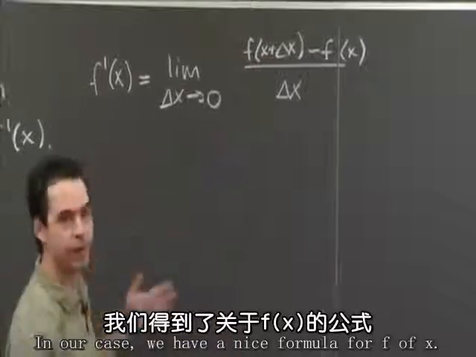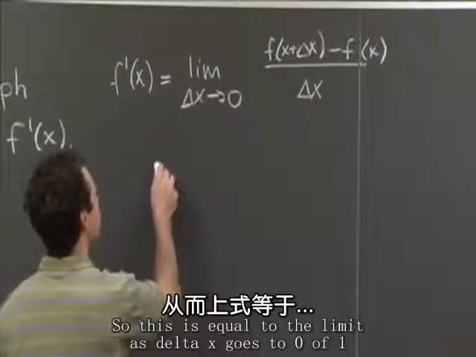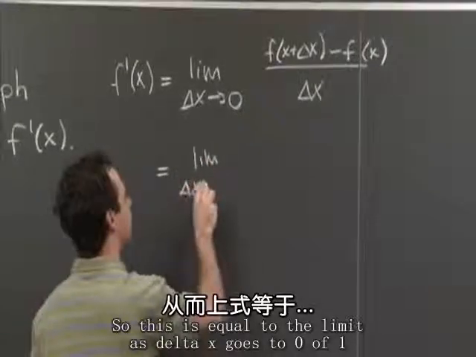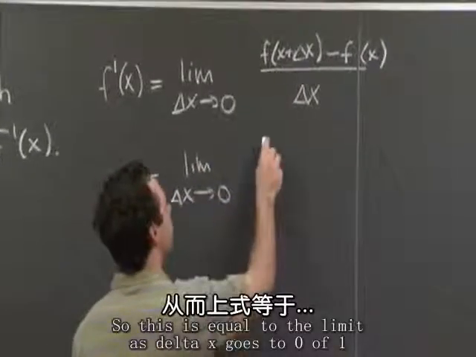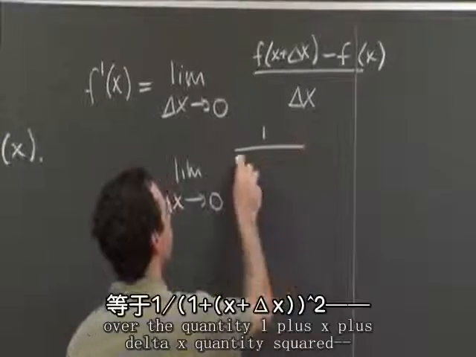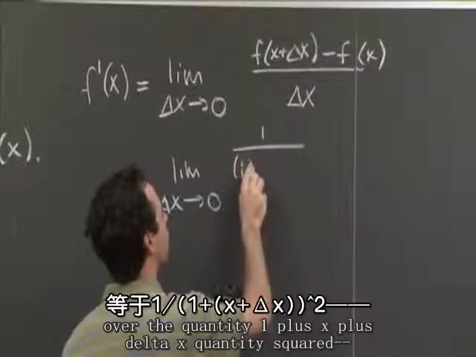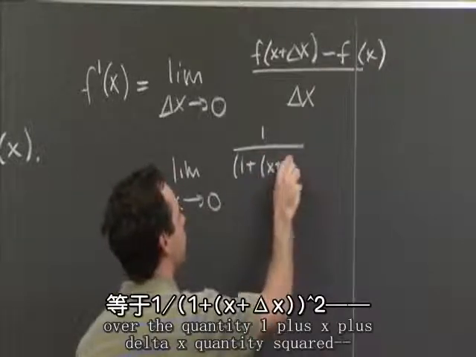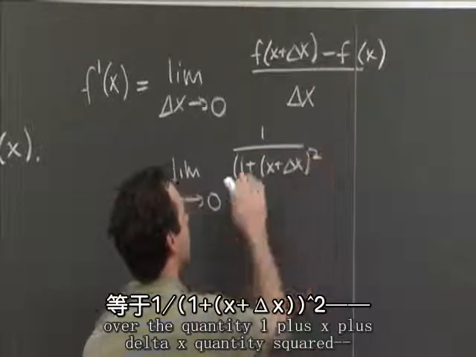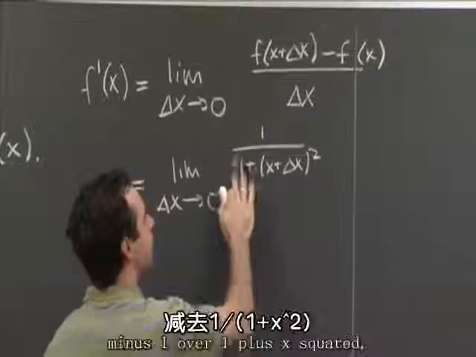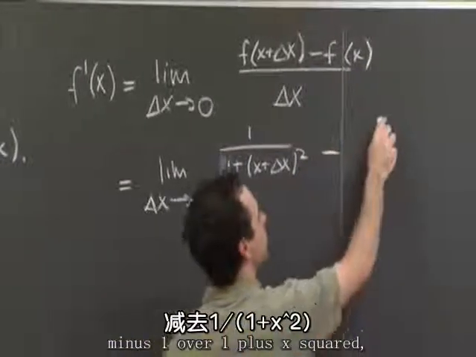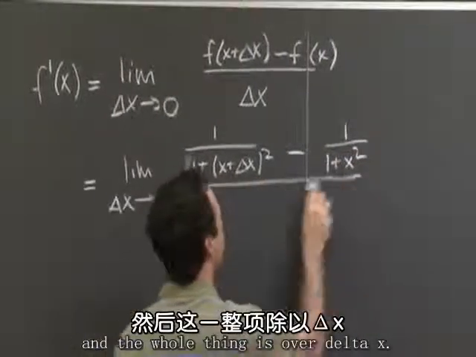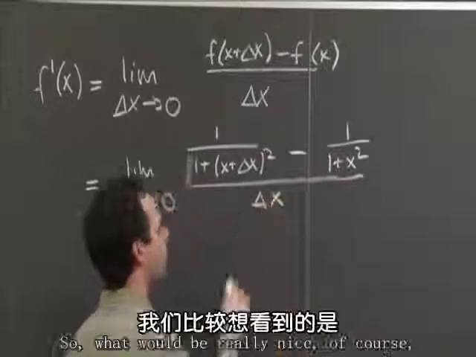Now, in our case, we have a nice formula for f of x. So this is equal to the limit as delta x goes to 0 of 1 over the quantity 1 plus x plus delta x quantity squared, minus 1 over 1 plus x squared. And then the whole thing is over delta x.